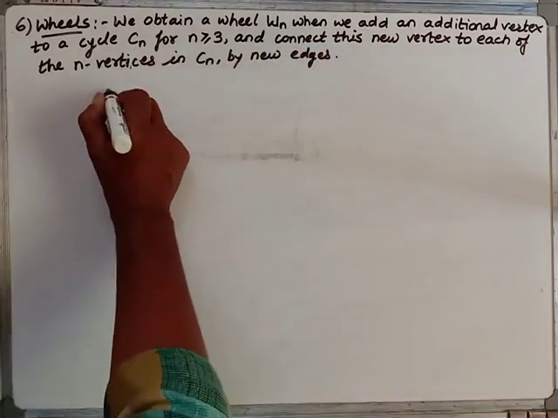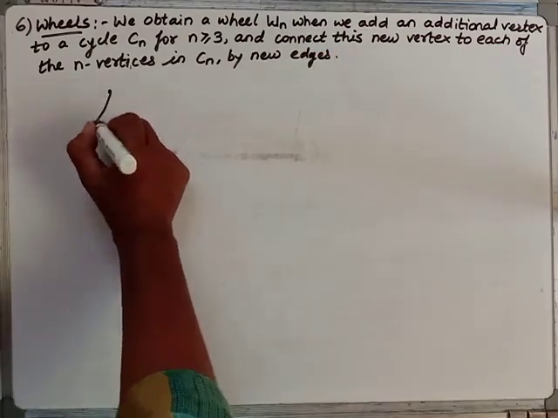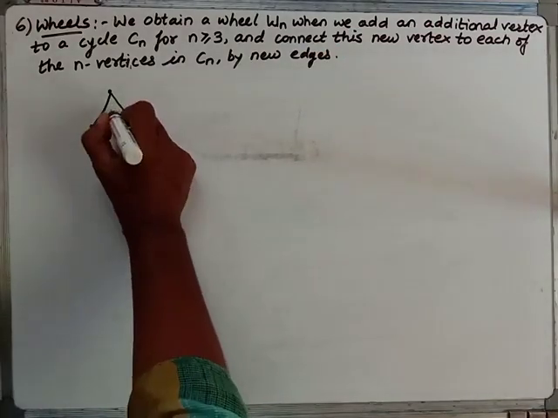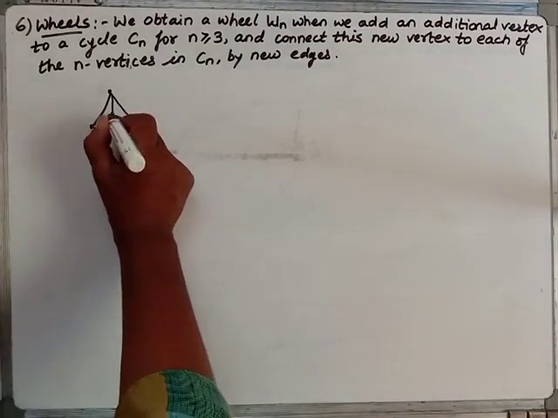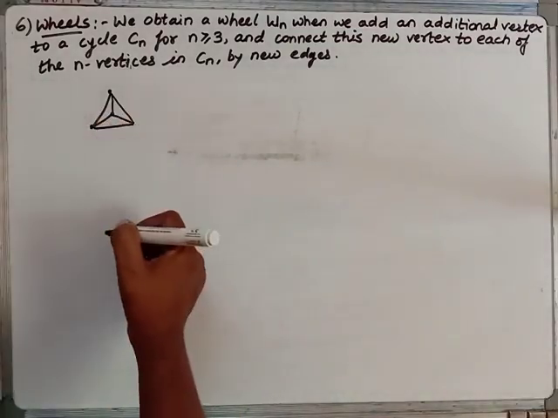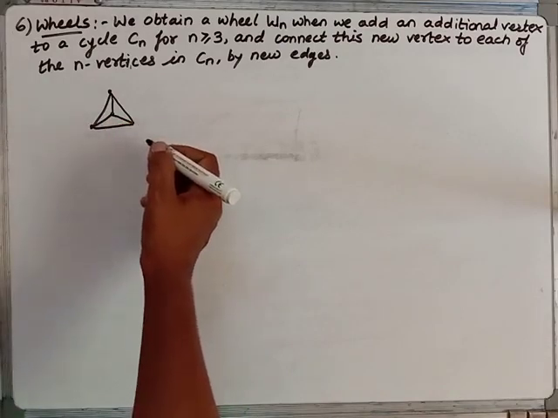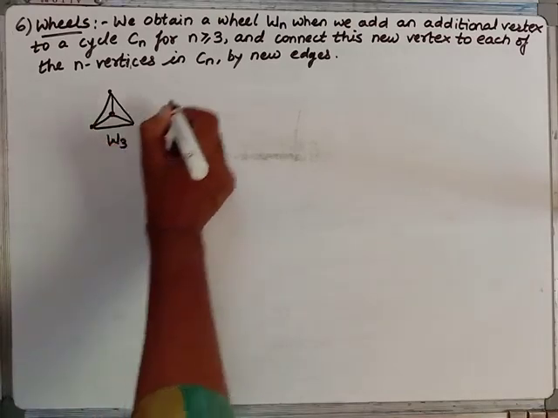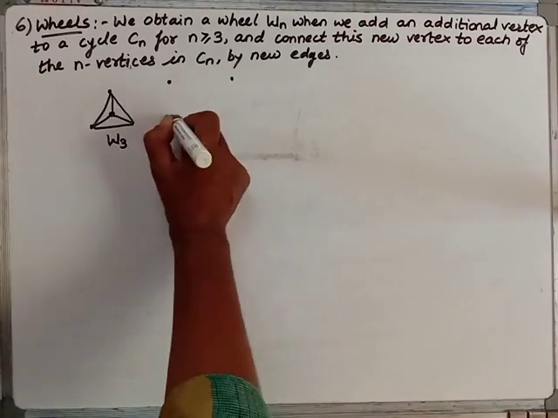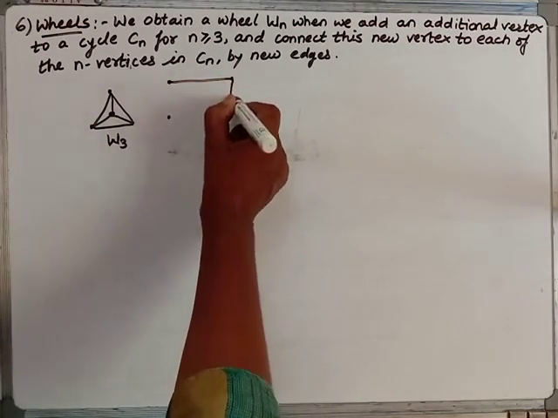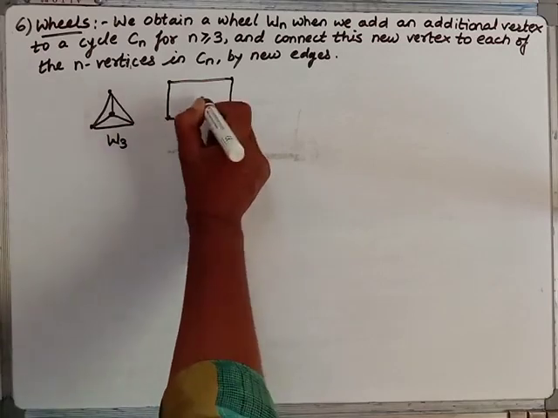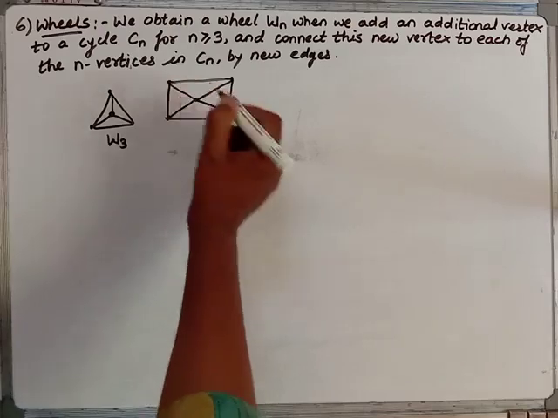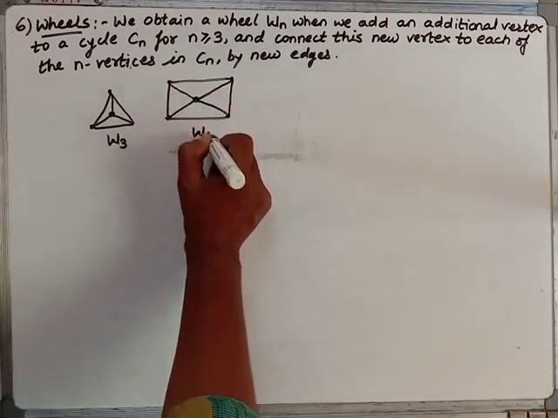Means what? Suppose we have this cycle C3, then here let me take one vertex and I will add a new edge from that vertex to every vertex. This is W3. Again, if this is C4, then I will take a vertex here and this is W4.